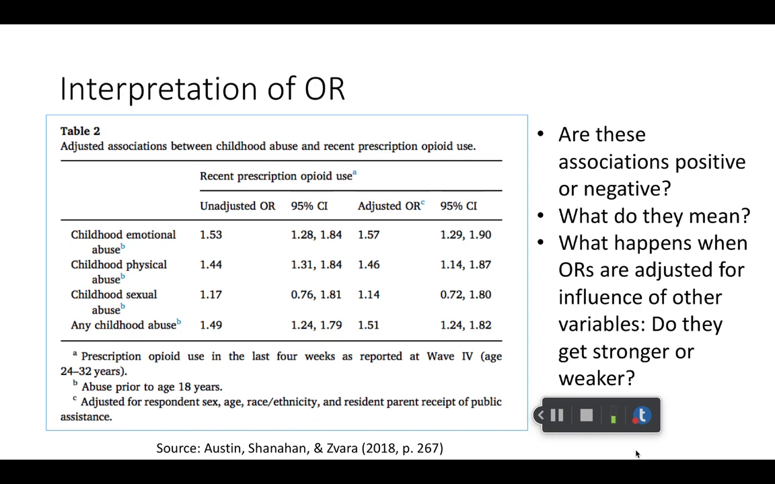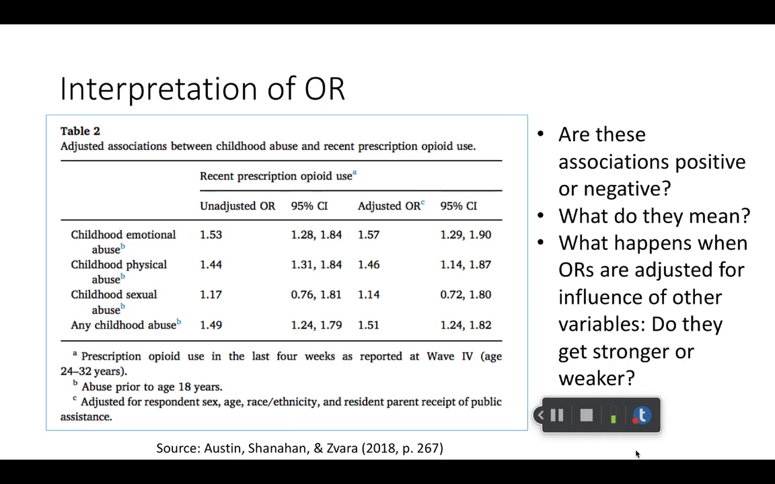And then the next columns moving toward the right are confidence intervals for that odds ratio. Moving further to the right, we see an adjusted odds ratio where the researchers are factoring in the variables of sex, age, race, ethnicity, and parents' receipt of public assistance. And then finally at the far right, we have confidence intervals for the adjusted odds ratio. So my first question to you is, are these associations positive or negative?